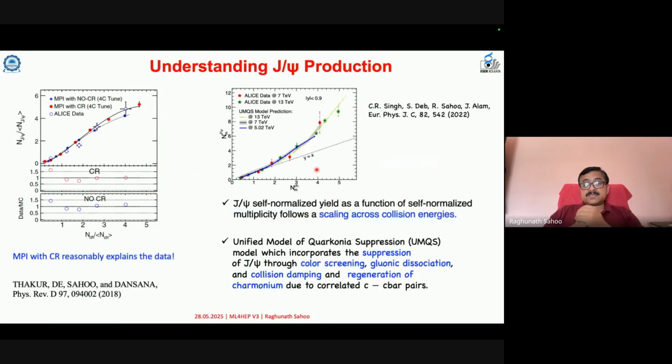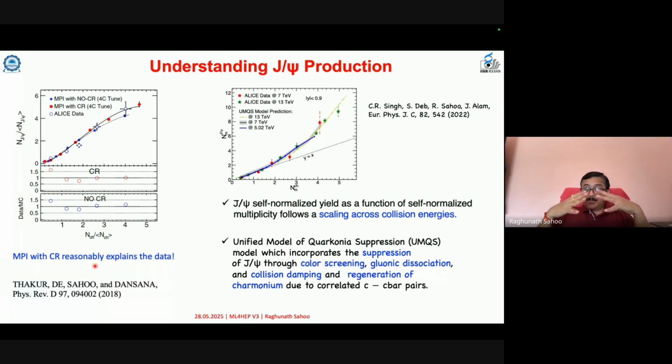So with this understanding of J/psi production, in our group, we tried to understand with the new hypothesis of color reconnection and multiparton interaction, to explain the normalized yield of charmonia as a function of final state multiplicity. What we saw is the MPI, the multiparton interaction based model of Pythia with color reconnection, reasonably explains the data, and we published this paper in Physical Review D, so you can have a look at this, and this is much before the experimental result was reported.